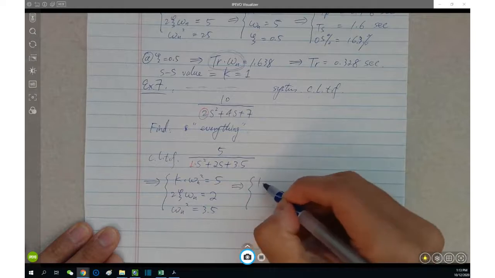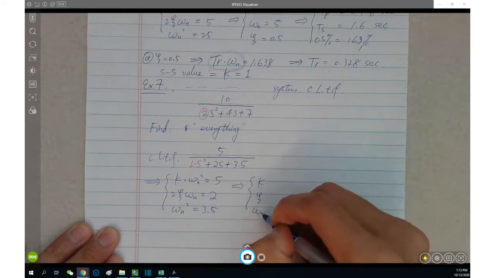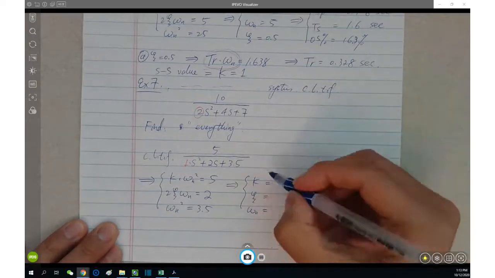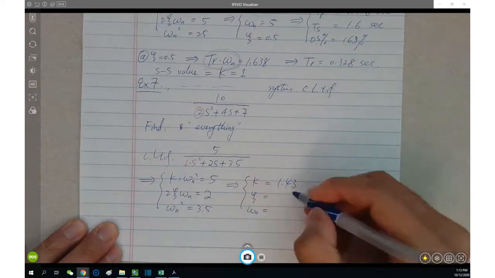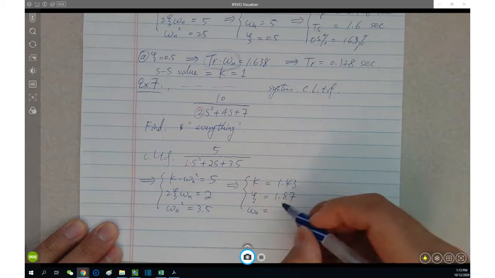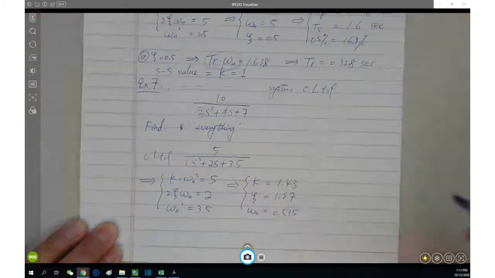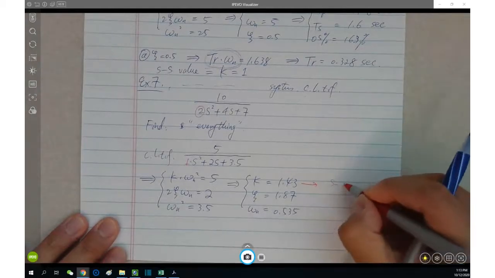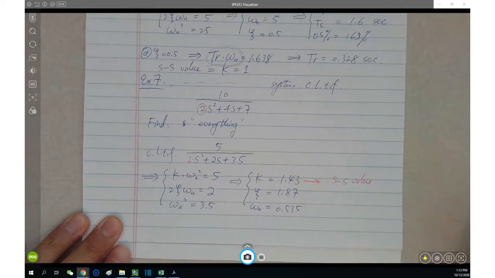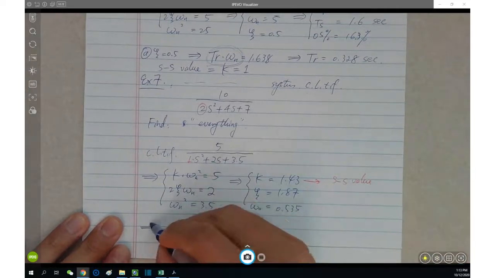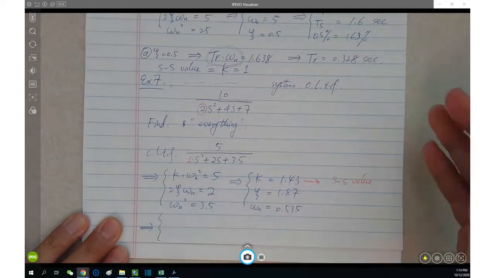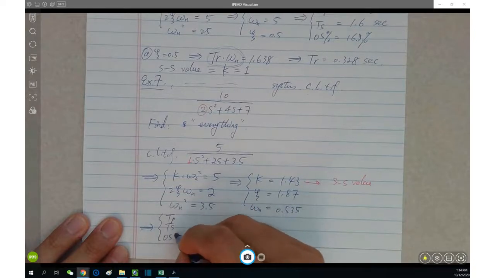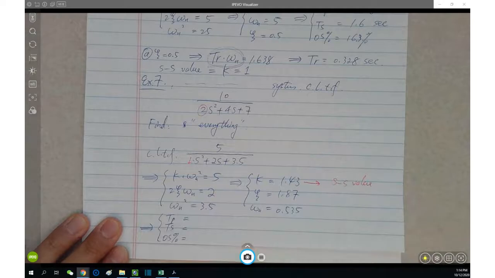So from here, we got 3 values. They respectively are 1.43, 1.87, 0.535. Right? And then we immediately, once again, have the steady state value we just mentioned. Then use the same formulas. You get TP, TS, and overshoot, respectively.